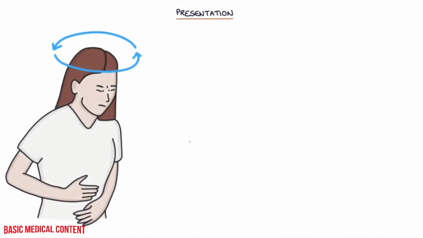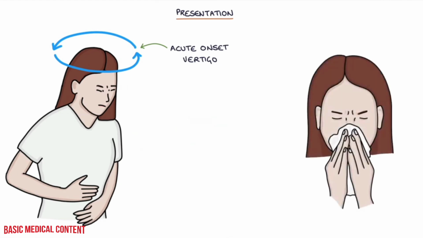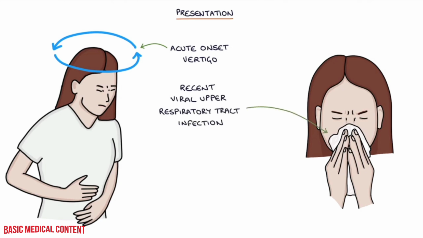Let's talk about the presentation. Typically, the history involves the acute onset of vertigo. Vertigo is a descriptive term for a sensation that there's movement between the patient and their environment. Often this is a horizontal spinning sensation similar to how you feel after spinning in a circle and then stopping abruptly. In addition to vertigo, there may be a history of a recent viral upper respiratory tract infection that may have triggered the inflammation of the vestibular nerve.